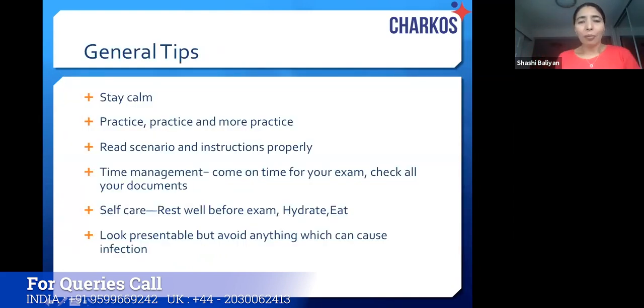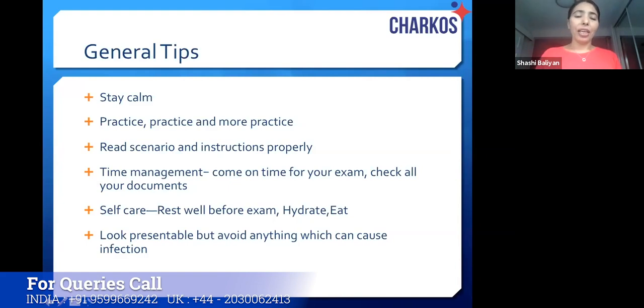Fine. Then some general tips. Again, they are no-brainers. So stay calm, practice. Read the scenario and instruction properly. Your time management: come on time for your exam, check all of your documentation, make sure that you have all the documents with you. What you don't want is something that disturbs you for the exam.